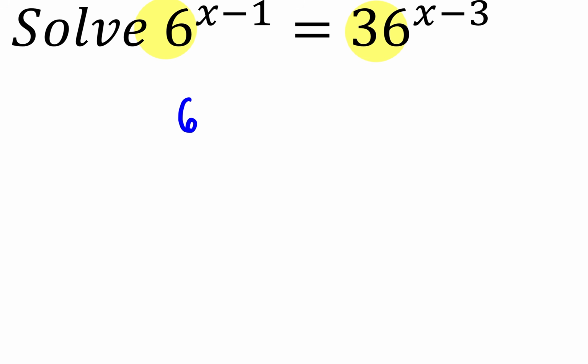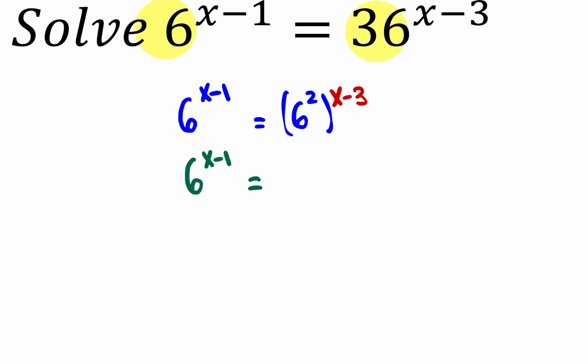So I have 6 to the power of x minus 1. That one stays the same. I then ask myself, 6 to the what power will give me 36, which will be 2, right? And we wrap that in parentheses, and outside the parentheses, we write down the original exponent, x minus 3. We then simplify further. On the left-hand side, we have 6 to the power of x minus 1 is equal to 6 to the power of 2 times x gives us 2x. 2 times negative 3 gives us negative 6.